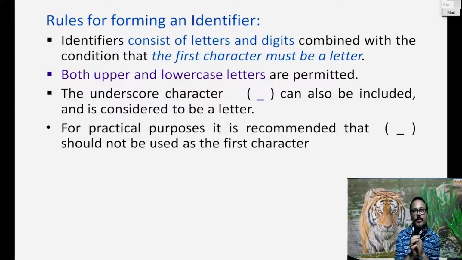So, the rules for forming an identifier. What are the rules? It should start with a letter, followed by a combination of letters and digits. The underscore character is also taken as a letter.